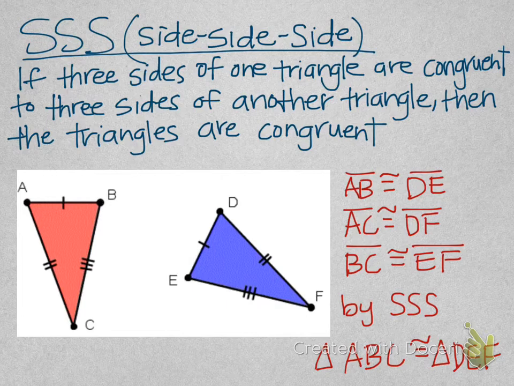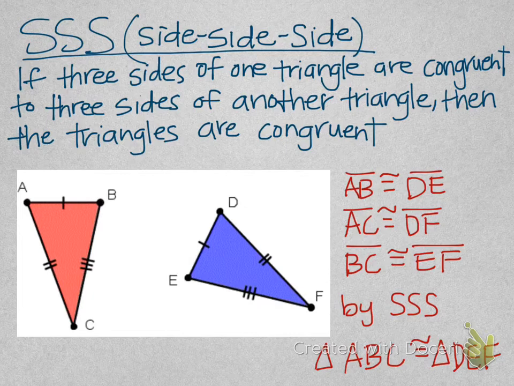We have side AC, which has 2 dashes, is congruent to DF, which also has 2 dashes. And then side BC and EF are congruent. They both have 3 dashes. So now that we have those 3 congruent sides, we can use the side, side, side theorem to conclude that the whole triangles themselves are congruent. That means triangle ABC is congruent to DEF. When you write down this statement, make sure all the corresponding parts match up. From congruence statements, we know they have to be in the right order.